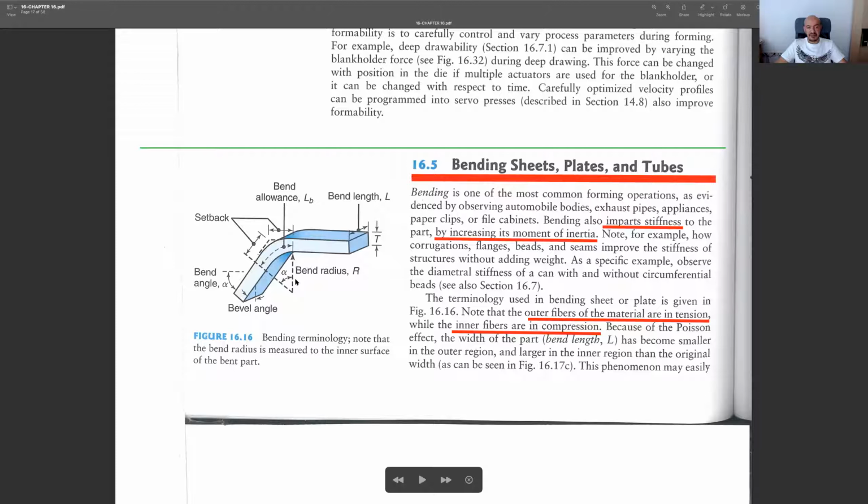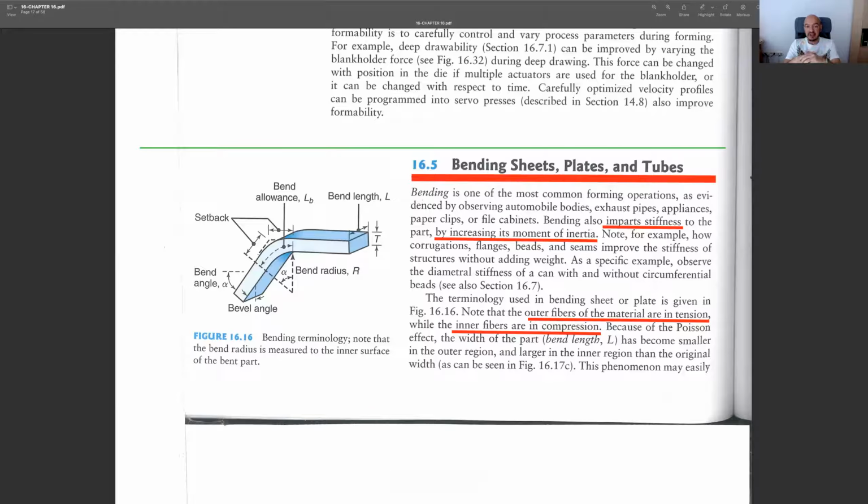And later we will see that this radius changes after the punch or after the force is removed from this sheet metal, since we have elastic recovery. Due to that, the sheet metal tries to go back to its original shape, and we usually have about 3 to 5 degrees of spring back, and we need to find some ways to overcome this problem.